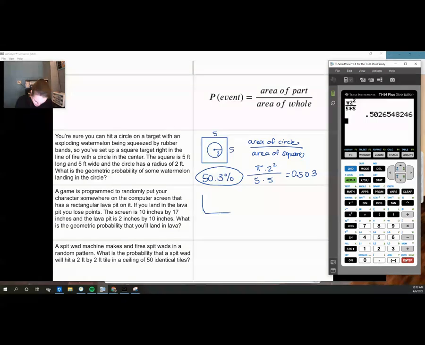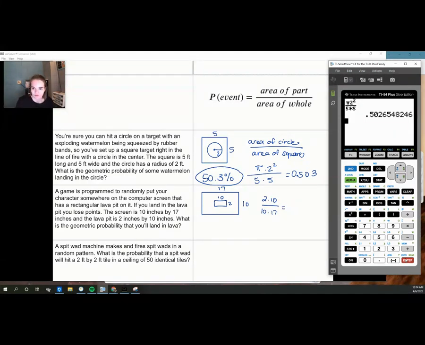So we've got a computer screen, and a little strip of lava. Doesn't matter if it's perfect. The screen is 10 by 17. The pit is 2 by 10. So again, it's the part divided by the whole. The area of the lava is 2 times 10, divided by the area of the whole, which is 10 times 17.